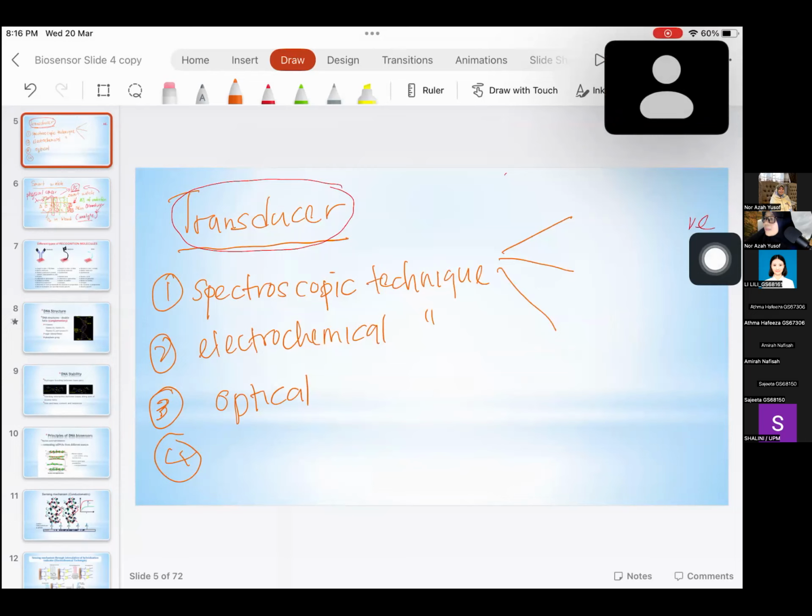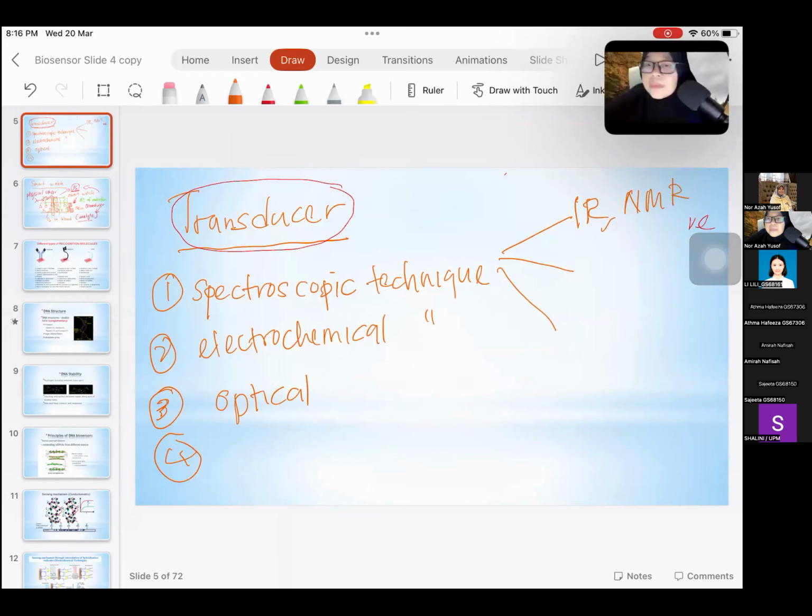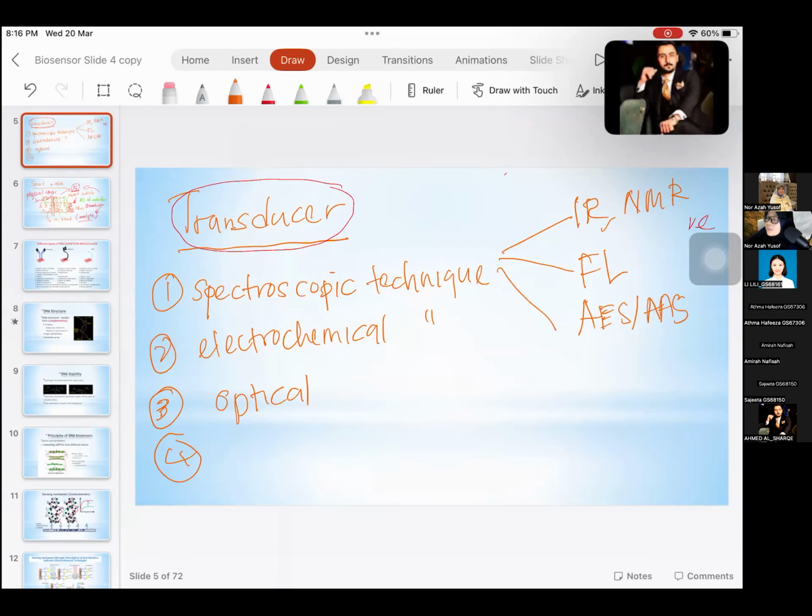IR, yes, IR. NMR. Some more? Fluorescence, yes, fluorescence. I put FL. Okay. Some more? AES. Okay. AES, AS. Can we say UV, Prof? Sorry? UV? Yes, UV. Okay. All right, very good.